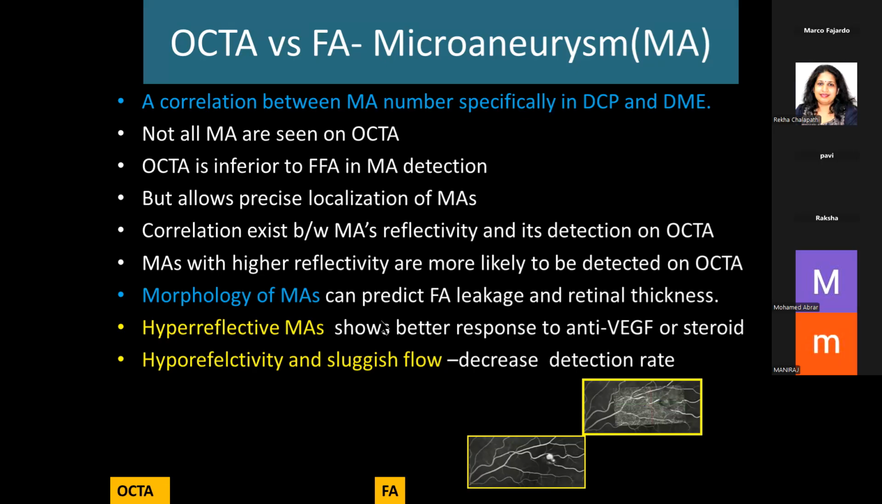Another thing is hyperreflective microaneurysms, if you see them on an OCTA, they show a better response to anti-VEGF and steroids when compared to the hyporeflective microaneurysms with a sluggish flow. So looking at the reflectivity, you can assess which will have a better response to the anti-VEGF and steroids and which will not. So this is a very, very important thing.